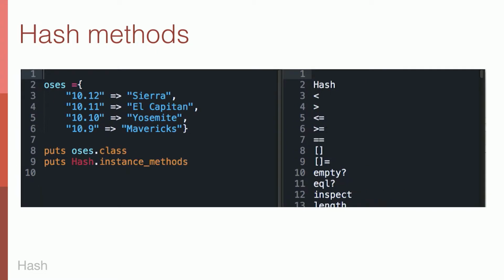You can call .class, and Ruby will tell you, yes, you're dealing with a hash. And again, you can say, well, what are my other options here? What are my other methods I can call? And you can call .instance_methods, and you'll get back that whole list that you'll see on Ruby docs.